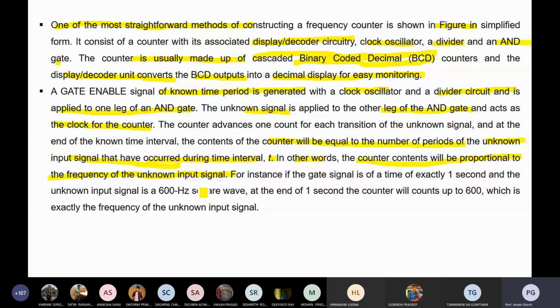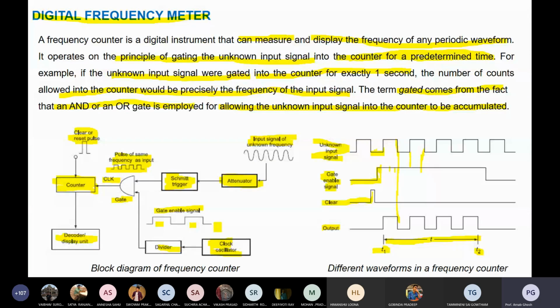At the 1 second counter will be counter up to 600, which is exactly the frequency of the unknown input signal. Okay, so it depends upon the operation that I have discussed. So clock oscillator, driver, Schmitt trigger, attenuator, all the main components of your digital frequency meter. Okay, so it is your block diagram, then how it will work.